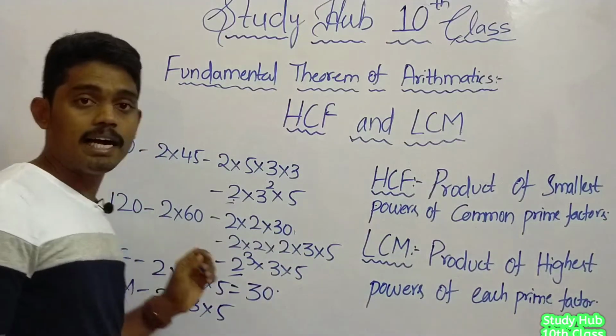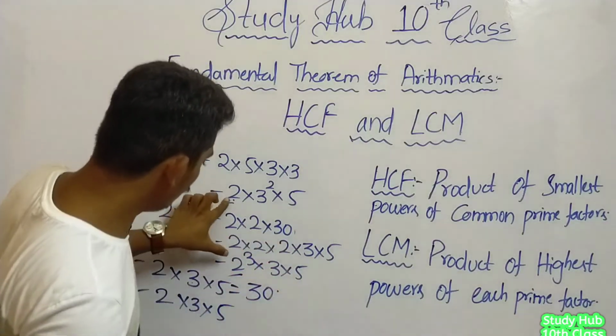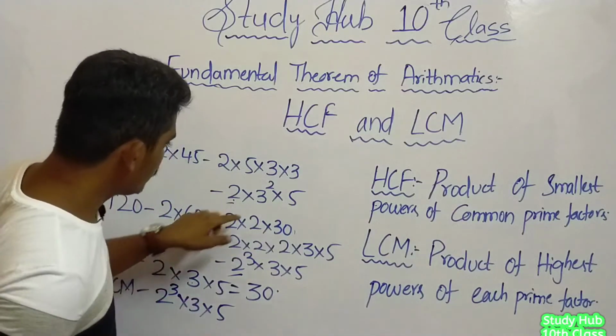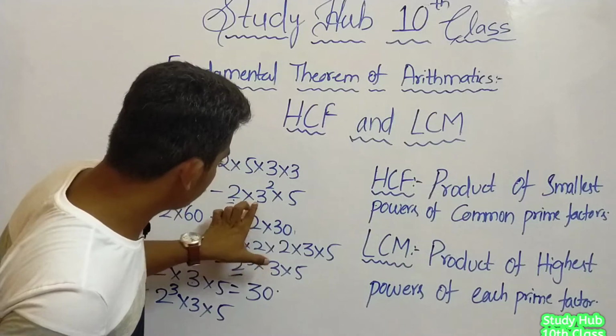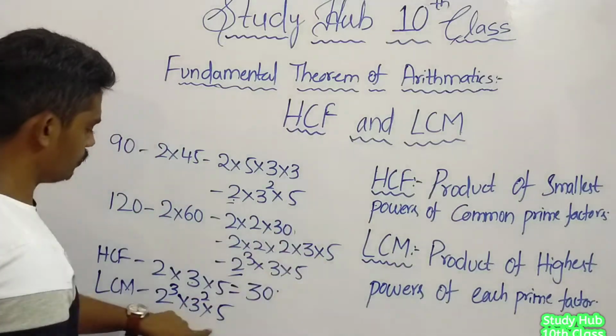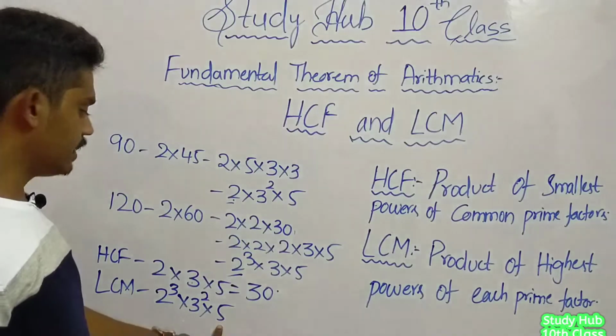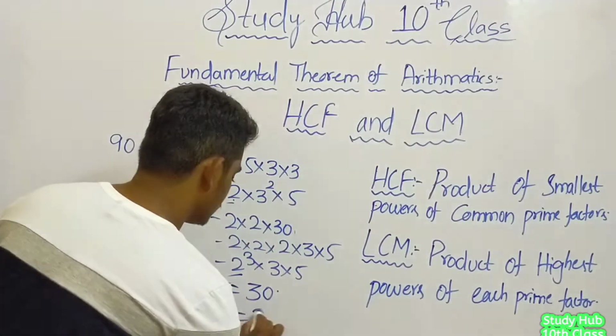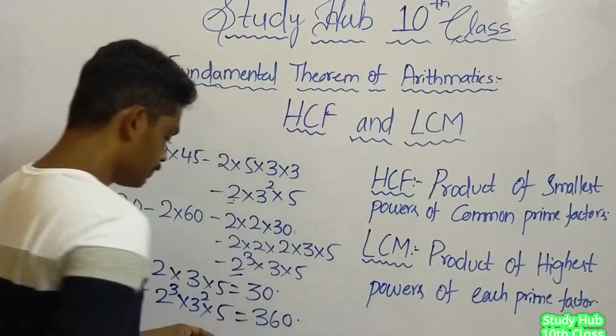We need to take highest power, friends. So for 2 and 2 cube, which is the highest power? 2 cube. So we take 2 cube. And for 3 and 3 square, 3 square is highest, so we take 3 square. 5 is 1 and 1, so we take 5. 2 cube is 8, 8 5s are 40. 40 into 3 square 9, 4 9s are 36. 360 is the LCM, friends.